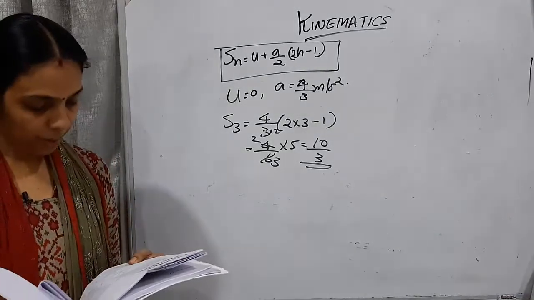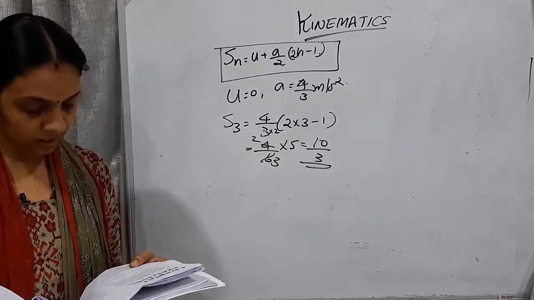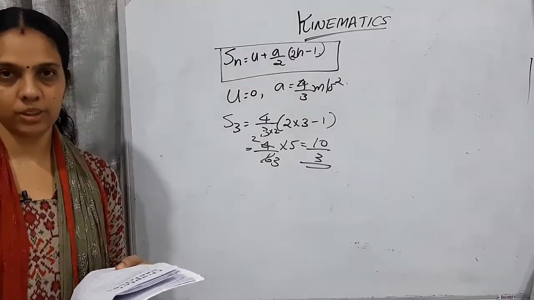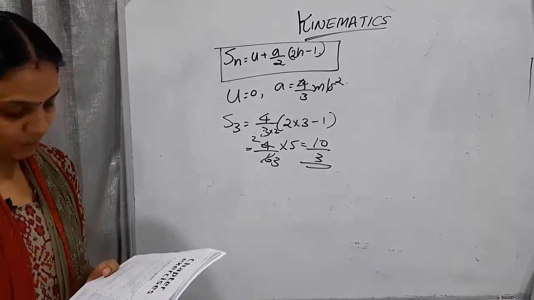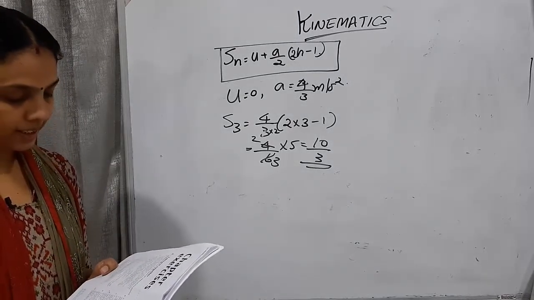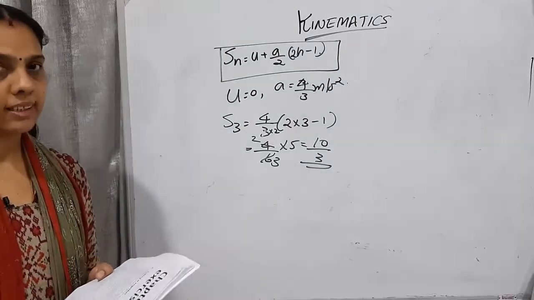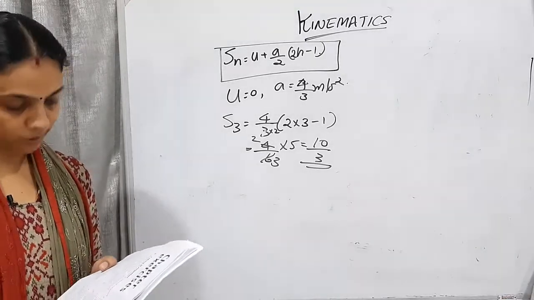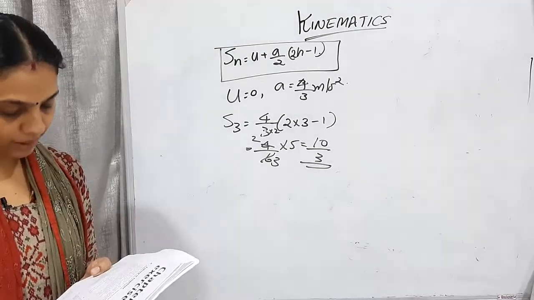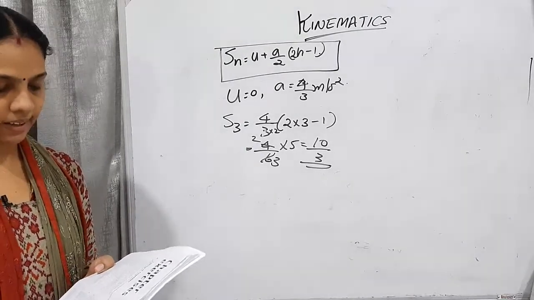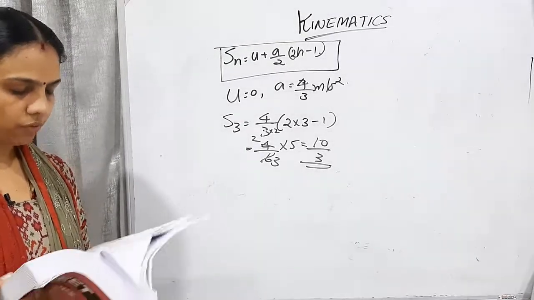Next question. A particle moves in a straight line with a constant acceleration, so we can use the equation of motion. It changes its velocity from 10 meter per second to 20 meter per second, initial velocity and final velocity, while passing through a distance of 135 meter in t seconds. We should find out the value of t.